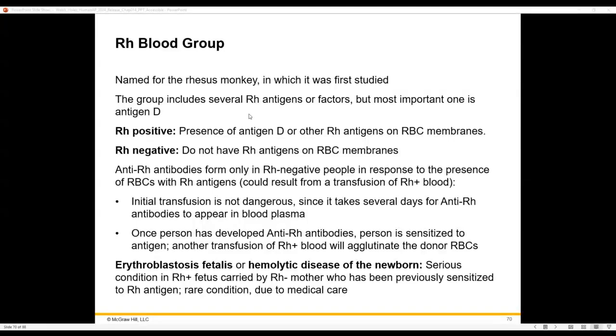Anti-Rh antibodies form only in Rh negative people in response to the presence of red blood cells with Rh antigen. This could result from a transfusion of Rh positive blood. Initial transfusion is not dangerous since it takes several days for anti-Rh antibodies to appear in blood plasma. But once a person has developed anti-Rh antibodies, the person is sensitized to the antigen. Another transfusion of Rh positive blood, though, will agglutinate the donor's red blood cells.